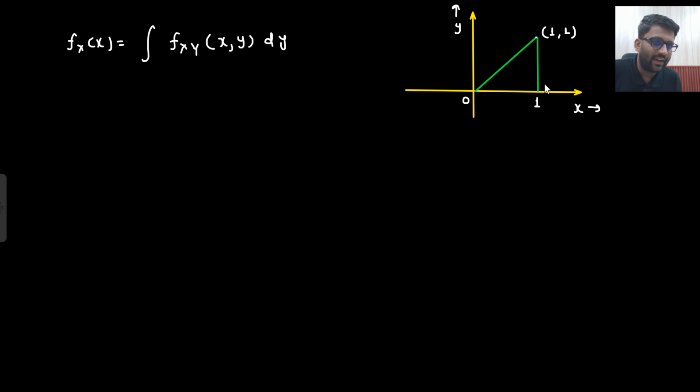Like in the y direction, you are not always going from 0 to 1. If you start from here, it is 0 to x, 0 to x, 0 to x. That's it. So limit of y is from 0 to x. Right?